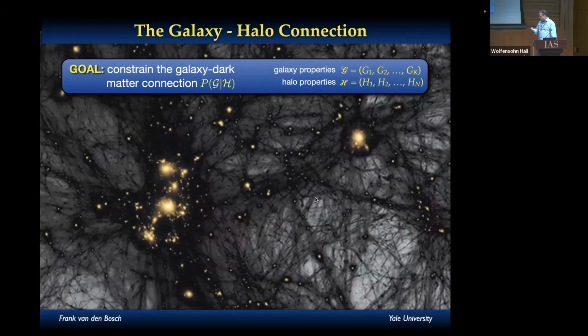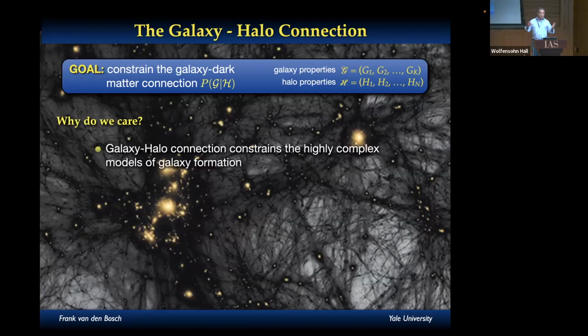Now, why do I care about that? Well, first of all, that construct is the outcome of the complicated process called galaxy formation. It's galaxy formation which sets that. And in principle, what we try to do in galaxy formation is to start with initial conditions and run it forward on a supercomputer with hydrodynamic simulations and try to predict the outcome of this galaxy halo connection.